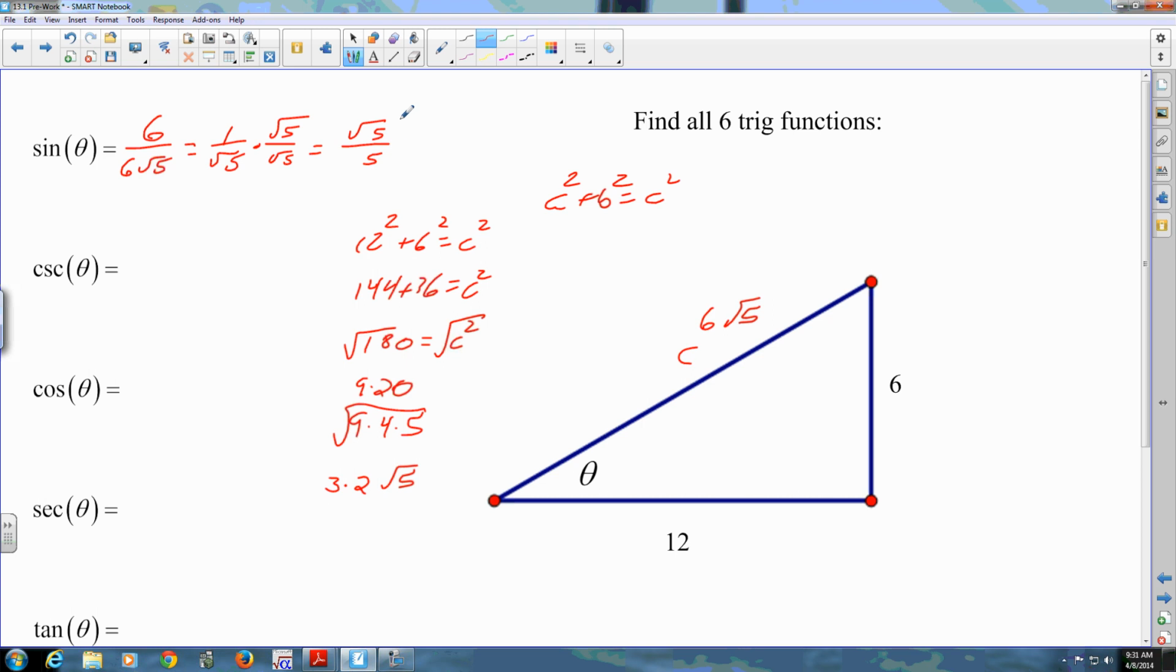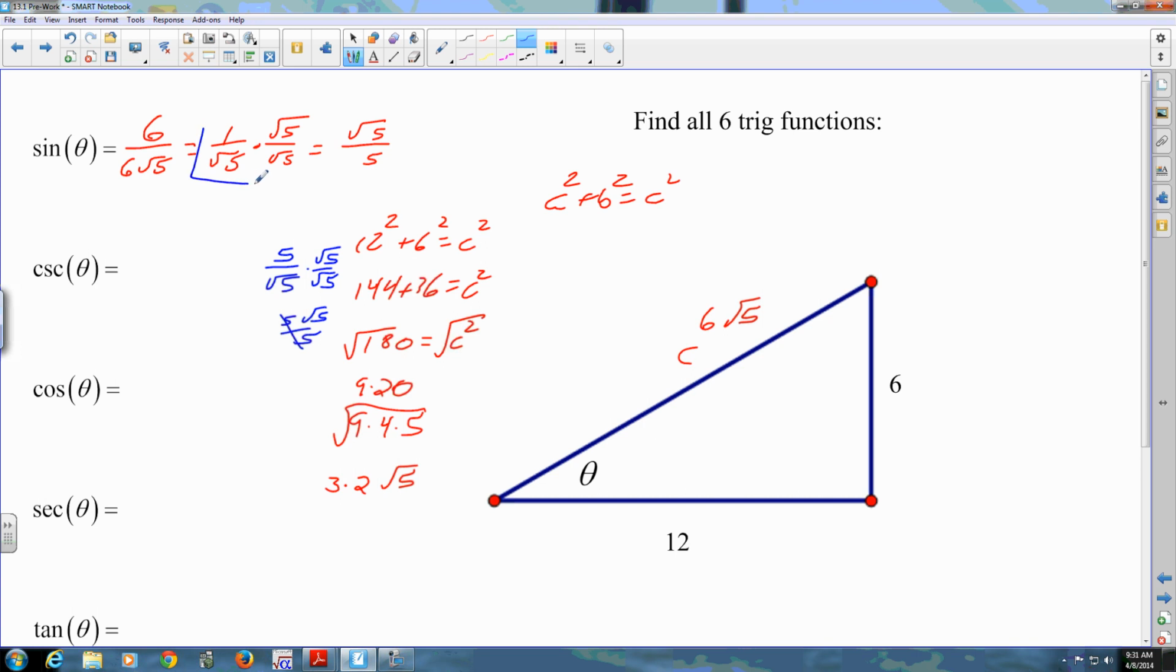Cosecant is the reciprocal of this. Now, if you take the reciprocal of that, you're going to get 5 over the square root of 5, and you're just going to have to rationalize it. So you get 5 square roots of 5 over 5, and the 5 cancels out, and you're just left with square root of 5.